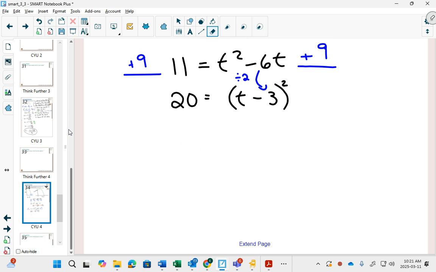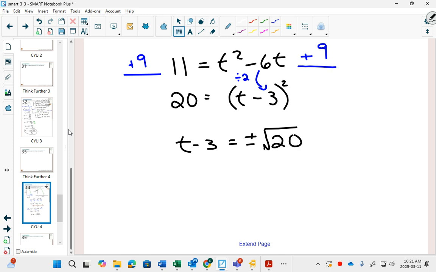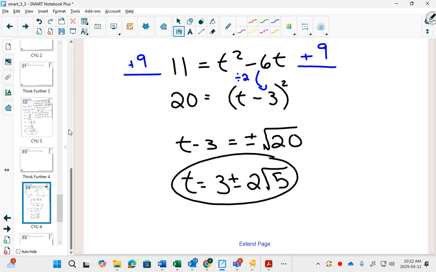Square root both sides. If I square root the t minus 3, are you okay if I just write that on the left instead of the right? You can switch sides of your equation. And if I square root the other side, I remember the plus or minus, square root of 20. I can move the 3 over, and of course I'd have to reduce the square root of 20 to lowest terms. And I get 3 plus or minus 2 root 5.